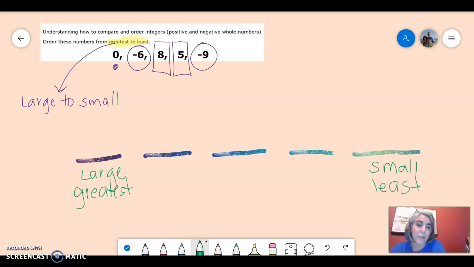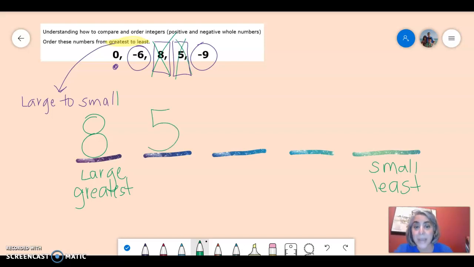I'm a big believer in writing that out to help myself so I don't make any mistakes. So if I want the greatest number, I'm going to go to my positive numbers first. My positive numbers beat 0 as well. 0 is our middle guy, right? So I'm just going to look at 8 and 5, and I'm pretty confident in saying that 8 is larger than 5. So I'm going to write that guy. I cross him off. He's been used, don't look at him anymore. I'm going to go to my next positive number, which is 5. Done, no more positive numbers.